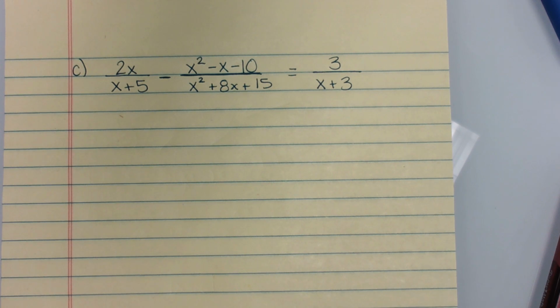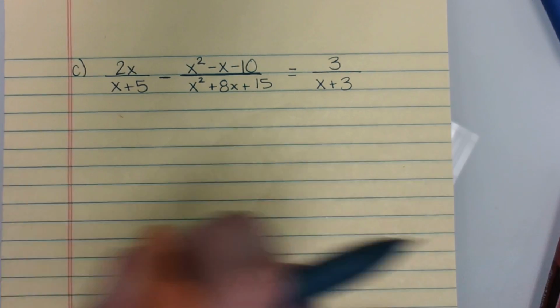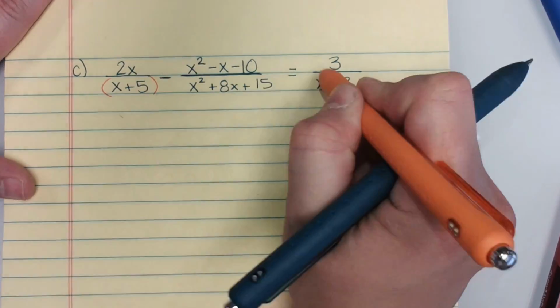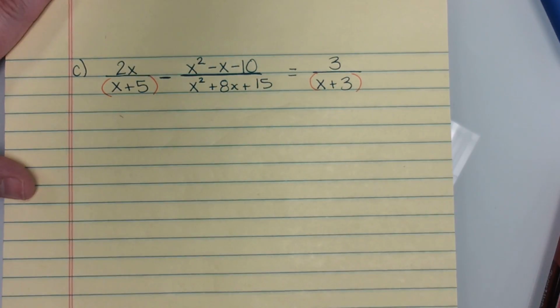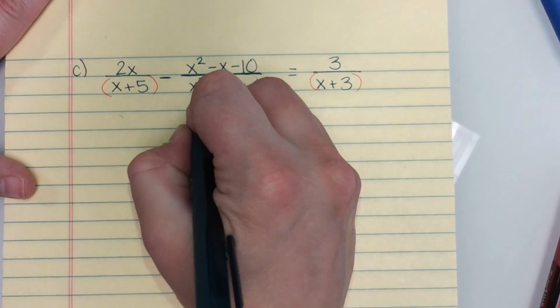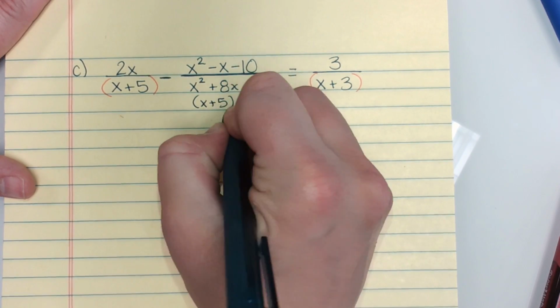In order to do that, Ellie, what do I have to start with? Factor top, bottom, or both? Just the bottom. x plus 5 does not factor. x plus 3 does not factor. x squared plus 8x plus 15 factors into x plus 5, x plus 3.